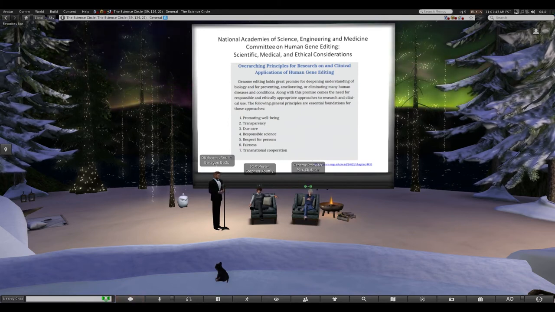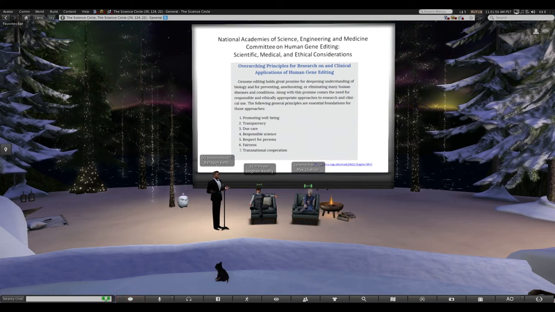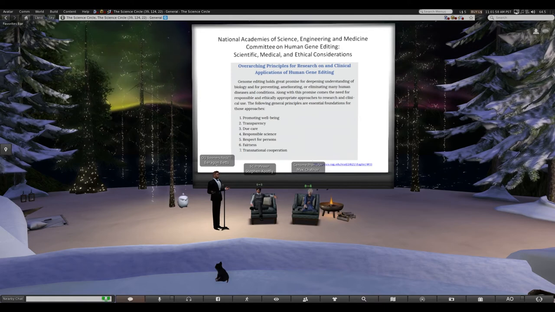I think getting rid of genetic disease is not a bad idea. I don't know if we're going to get rid of it, but getting rid of some of the high-profile genetic conditions that we understand well enough that we might be able to do.